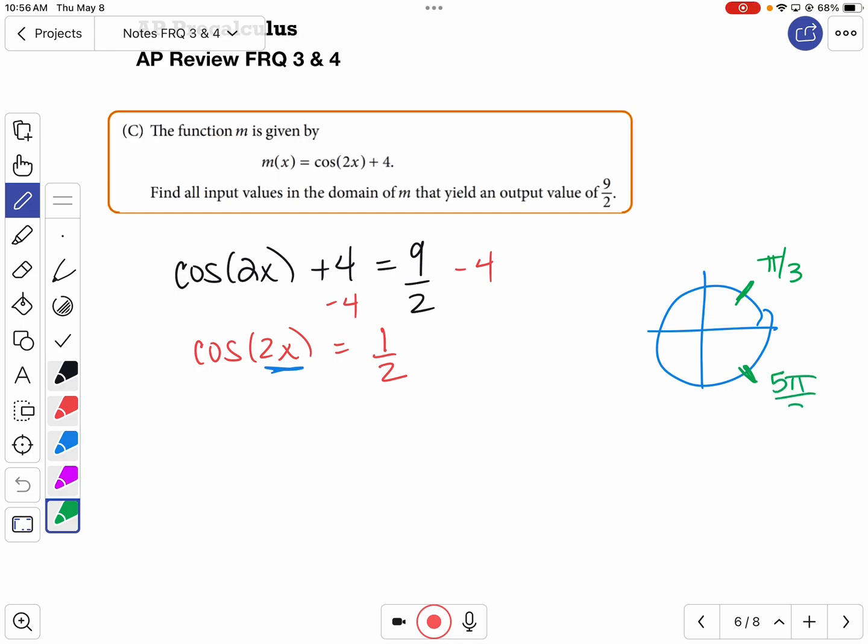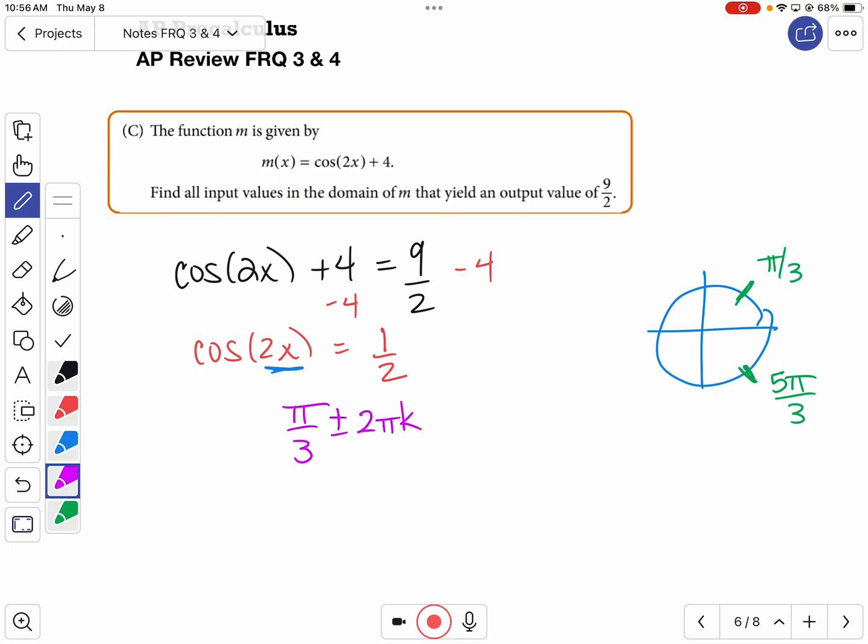5 pi over 3. Okay, so in order for me to get a solution of pi over 3, to get back to that, I'd have to go a full 2 pi. So my first solution we know is going to be pi over 3 plus or minus 2 pi k.